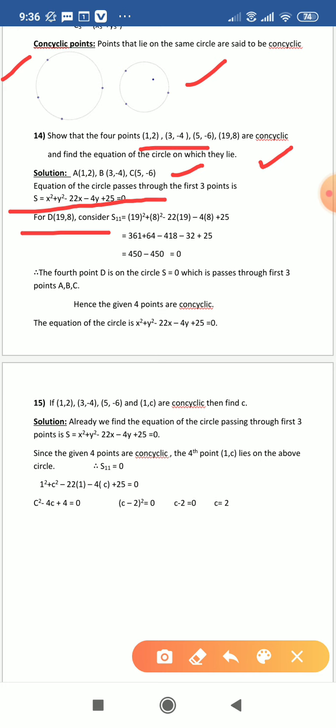For that, consider S11. S11 means put the point coordinates of x and y in the place of x, y in the equation of the circle. So here x is equal to 19, y is equal to 8.